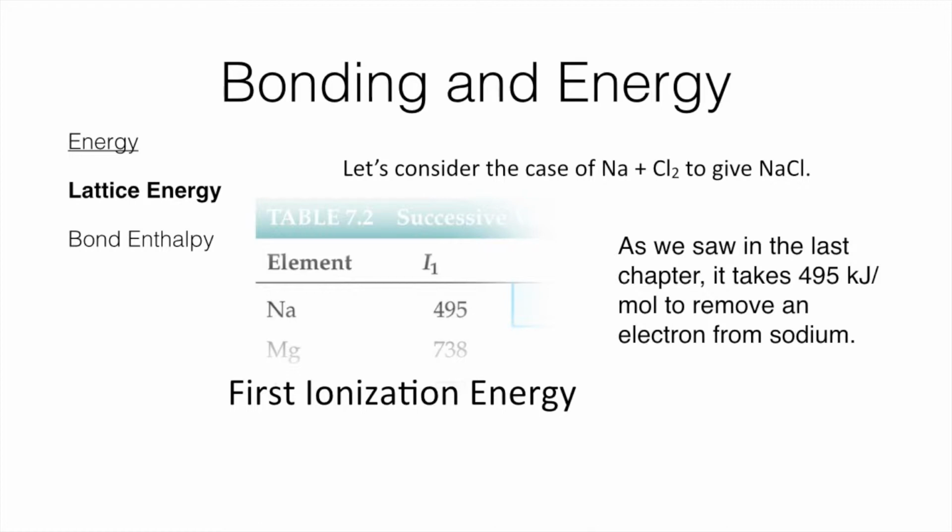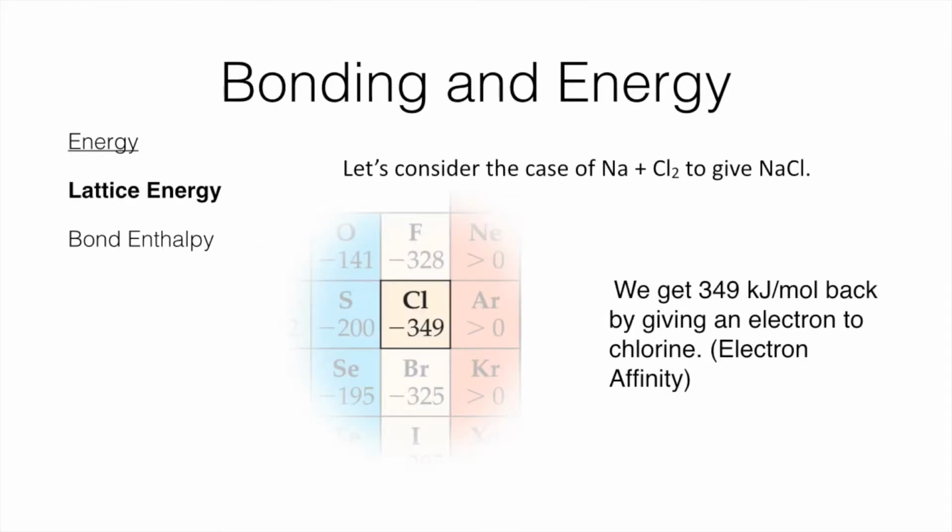So if we look at our last chapter, we looked at ionization energy. So the first ionization energy for sodium was 495 kilojoules per mole, and that will be a positive value. So now if we look at the electron affinity for chlorine, chlorine releases 349 kilojoules per mole when it gains the electron, and that of course will happen twice if you balance our chemical equation.